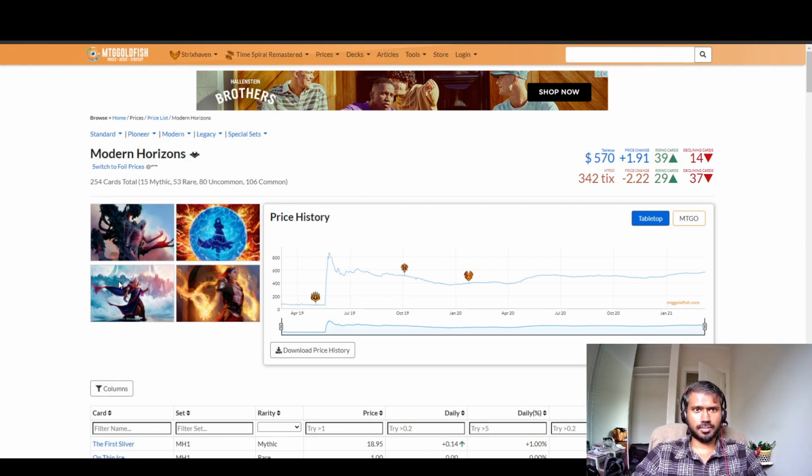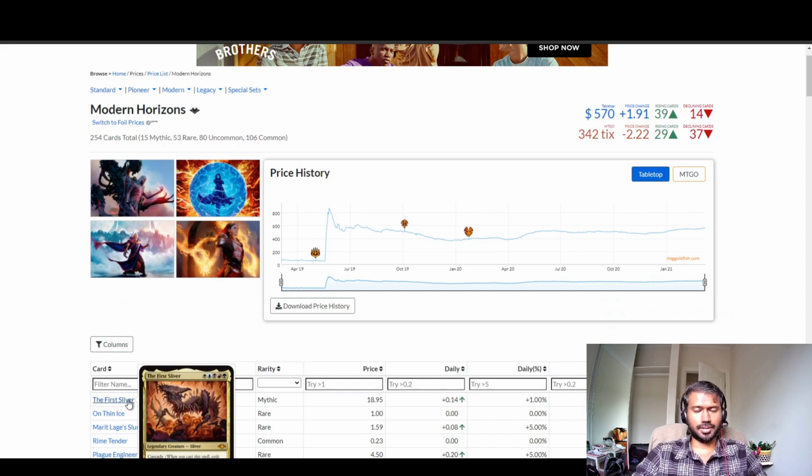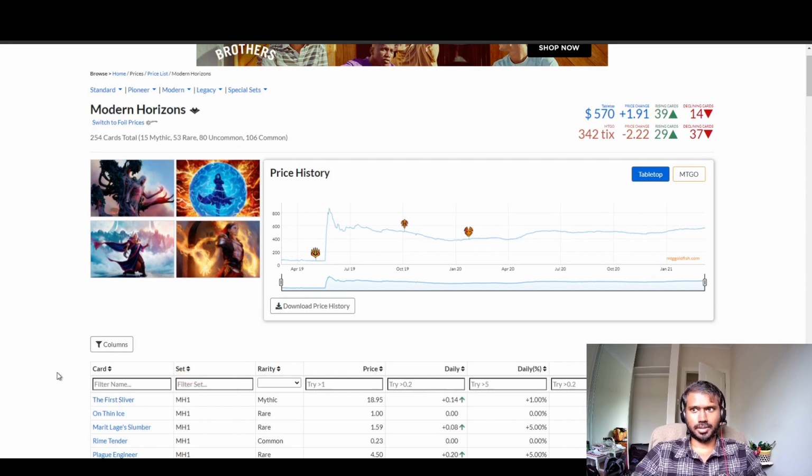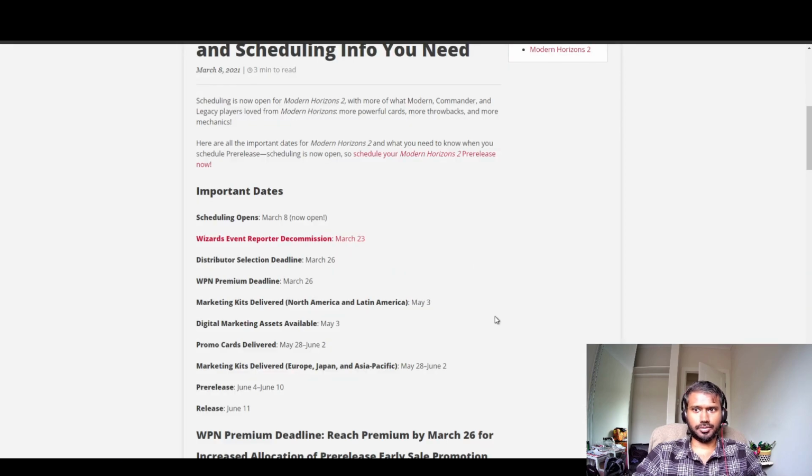Man, that would be weird. Time Spiral Remastered comes with a Sliver. Modern Horizons 2 comes with a Sliver. The Sliver Queen is on the Reserve List. That's probably the better place to put money instead of buying the First Sliver and Sliver Legion, because you don't know what's going to come out in Modern Horizons 2.